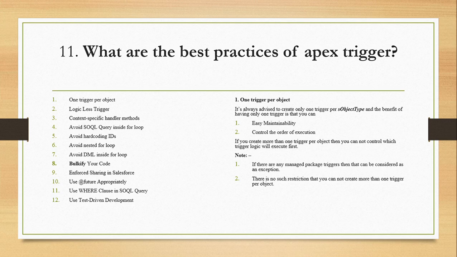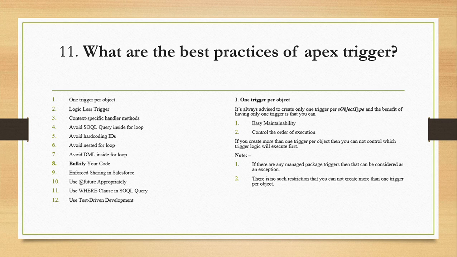What are the best practices of Apex triggers? One trigger per object, logicless trigger, context-specific handler class, avoid SOQL queries inside for loops, avoid hard-coding IDs, avoid nested for loops, avoid DML inside for loops, bulkify your code, enforce security in Salesforce, use @future appropriately, use WHERE clauses in SOQL queries, and use test-driven development. So these are the best practices of writing an Apex trigger.